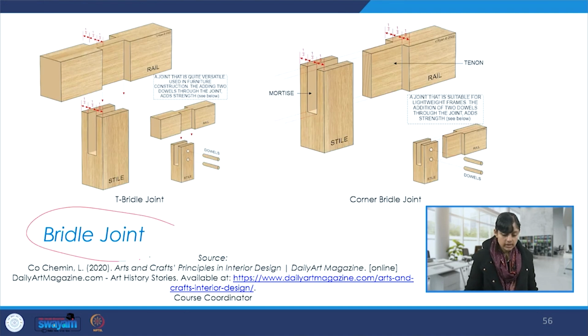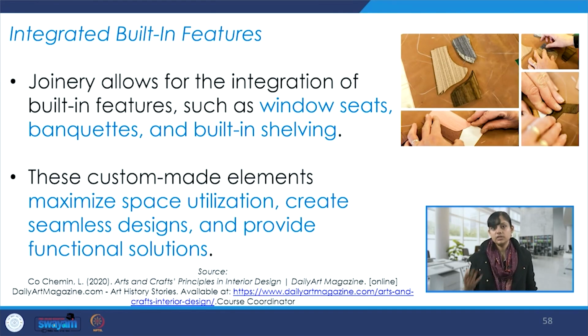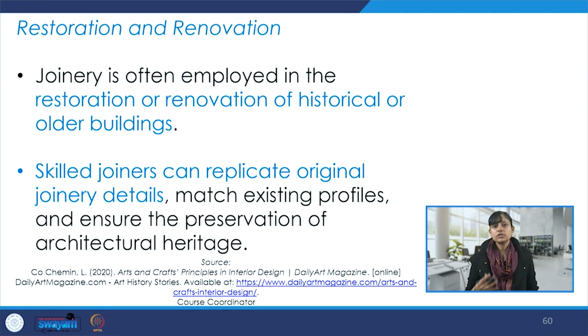We tried to understand something called as bridle joint, its two types, half lap joint, integrated built-in features, and how joinery allows for the integration of built-in features such as window seats, banquets, built-in shelving. Then we also saw decorative detailing and how joinery techniques could be utilized for adding decorative detailing to interior spaces. Restoration and renovation and how joinery becomes very important for projects like these.